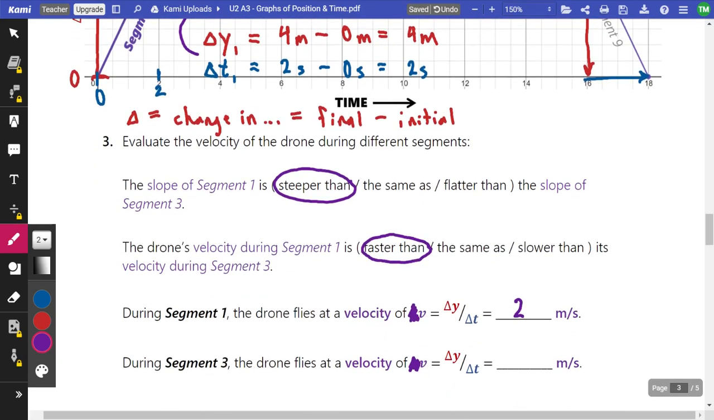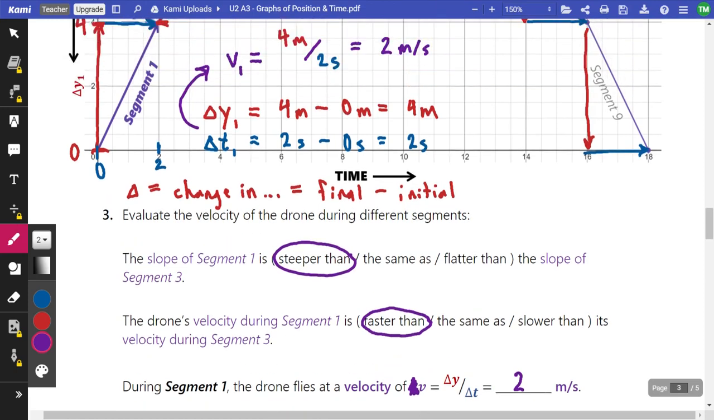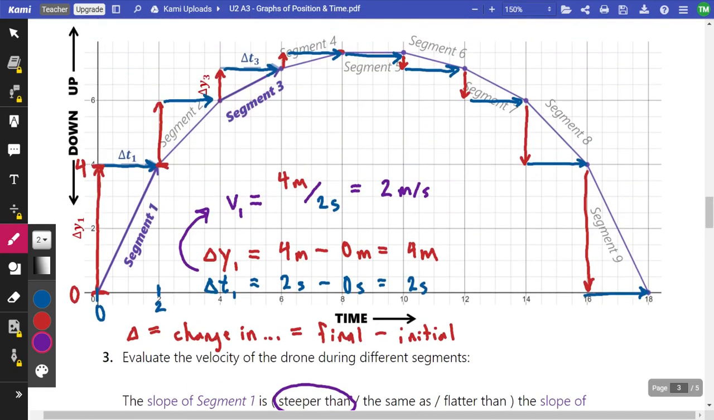Next, we're going to calculate the velocity at segment 3. We're going to do basically the same thing. But we should get a slower velocity. We should get a smaller answer because we have a flatter slope and we're not covering as much distance in that amount of time. So let's do V2 equals, and I'm going to do the shortcut version this time. We're going upwards by 2 spots.